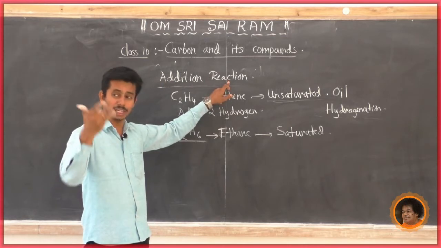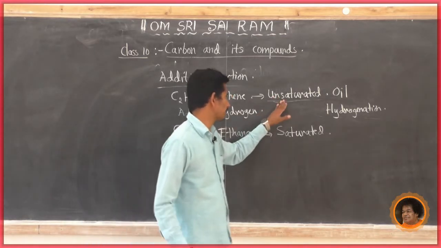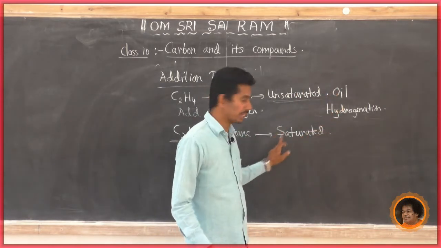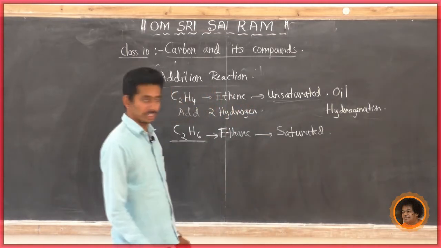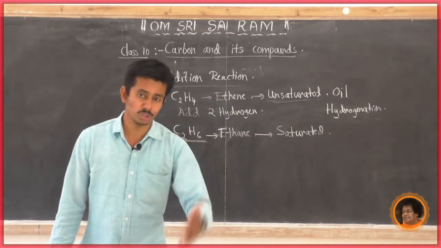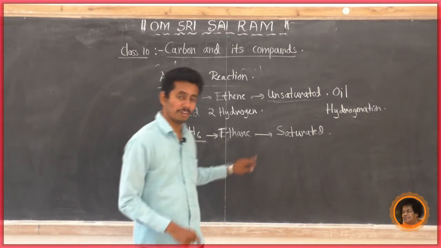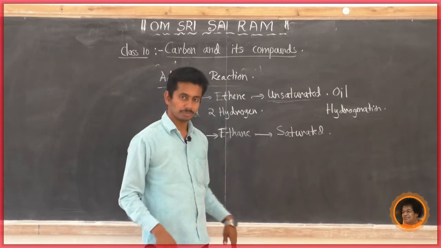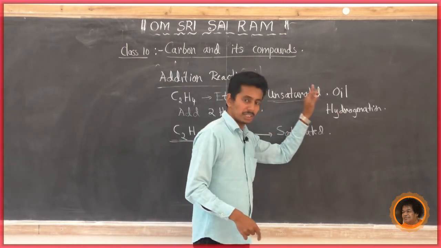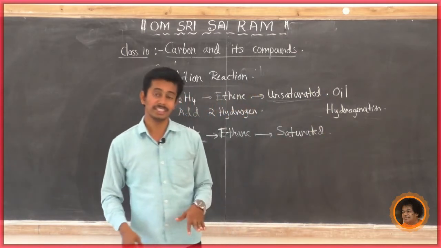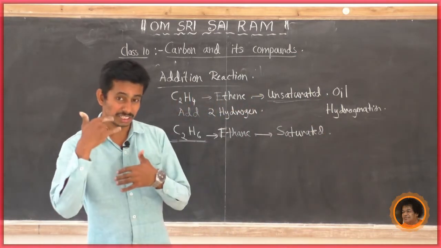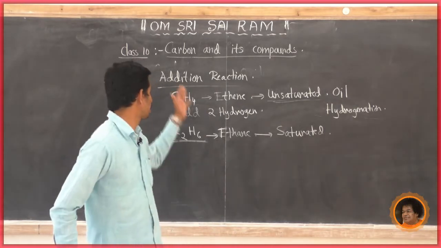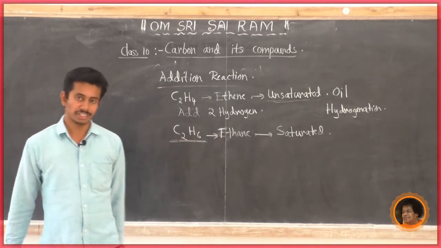Tell me, what do you mean by hydrogenation? Hydrogenation means unsaturated vegetable oil is converted into saturated fat by adding hydrogen. What is the use of this hydrogenation? The hydrogenation process is required to improve the shelf life of that oil. Fat is nothing but also oil, but it is now converted from oil to fat, and it does not digest easily in our stomach. So it is not good for our health. This is about addition reaction.